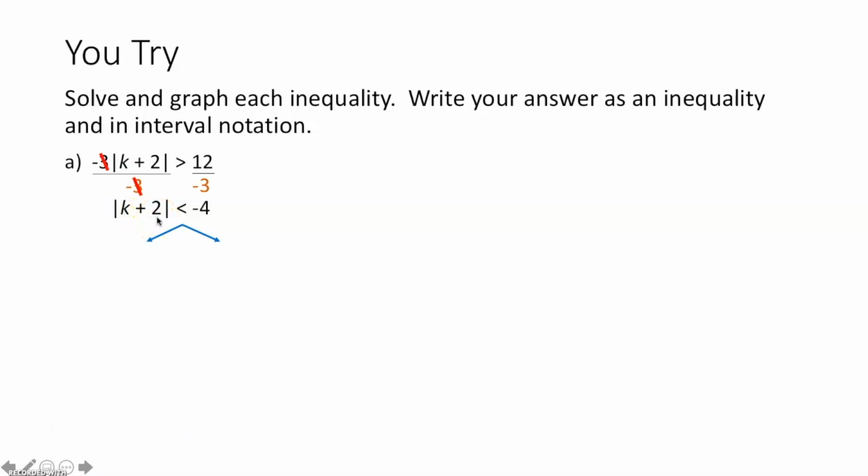I'm going to now break this into two separate inequalities. k + 2 is less than negative 4, and k + 2 is greater than positive 4, right? Because what's inside the absolute value stays the same. I flip my inequality sign, and this becomes the opposite. I'm going to solve each of these separately.